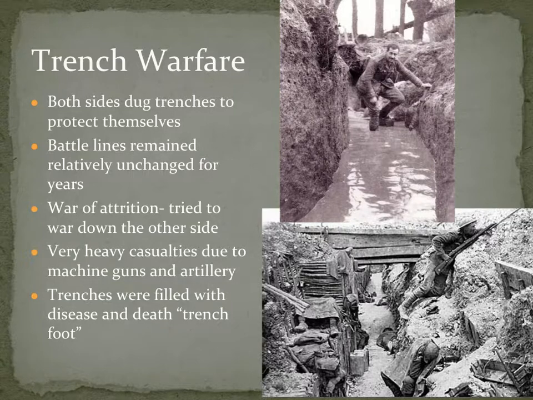Because the strategy of trench warfare is that you bombard the other side with artillery, you bomb the other side to try to weaken them. When you feel like you've weakened them sufficiently, then you send your men out of the trench across the middle area, called no man's land, the area in the middle of the trenches, to try to go attack them in the other trench.